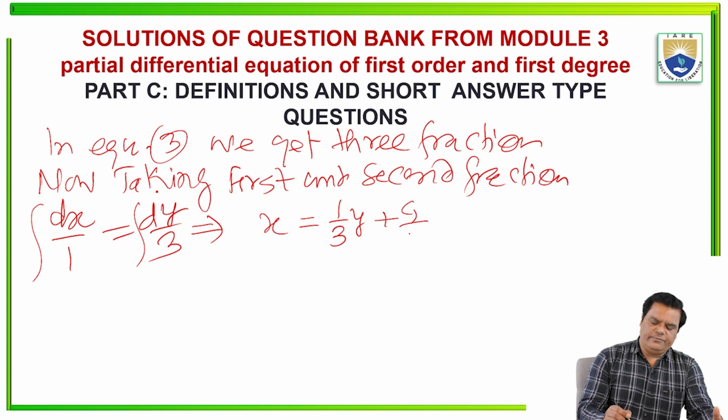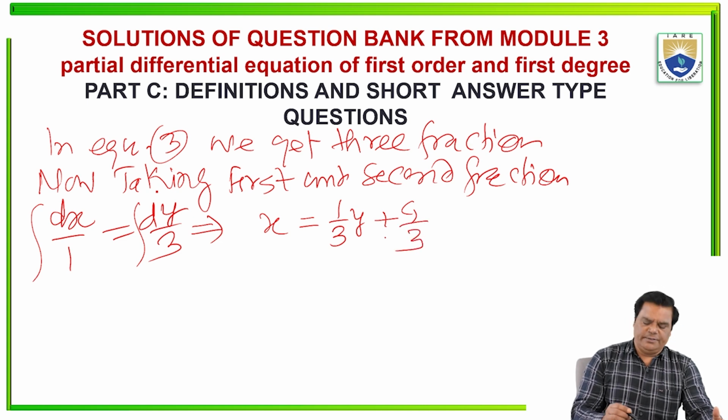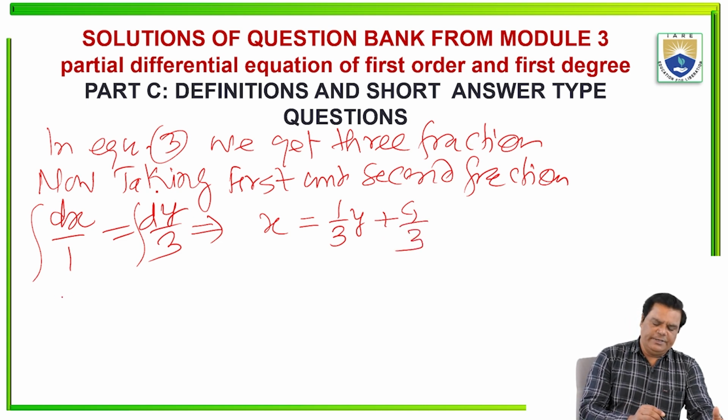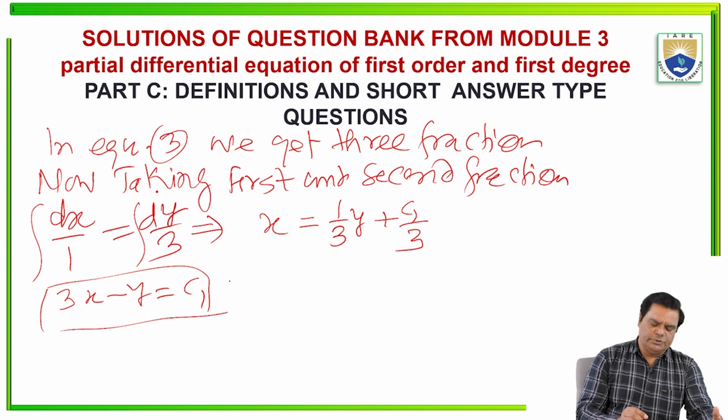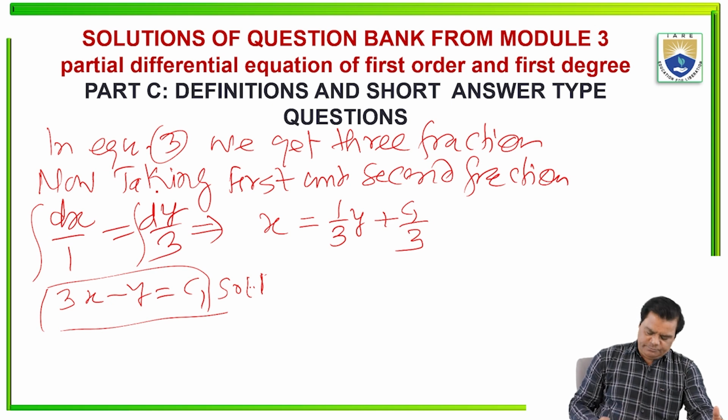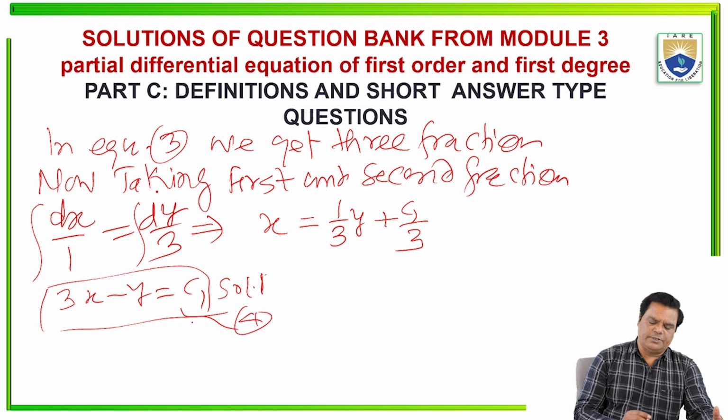Plus c1 y3. This is an arbitrary constant. Multiply by 3, then we get 3x minus y equal to c1. This is solution 1, the first solution. This equation is equation number 4.